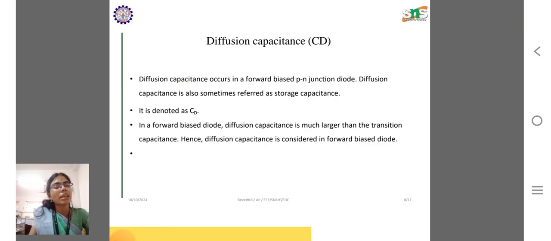Diffusion capacitance occurs in a forward bias PN junction diode. Diffusion capacitance is also sometimes referred to as storage capacitance. It is denoted as CD. In a forward bias diode, diffusion capacitance is much larger than the transition capacitance. Hence, diffusion capacitance is considered in a forward bias diode.